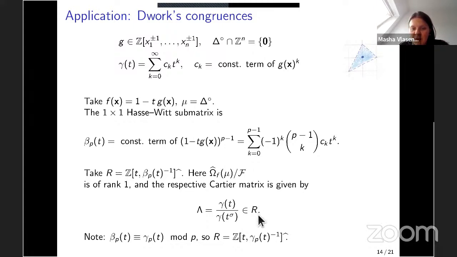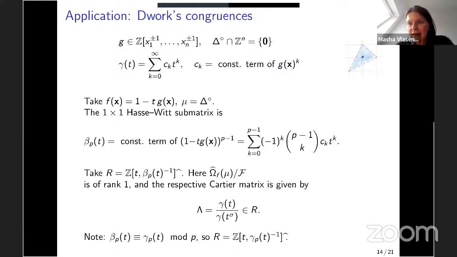So in particular here we could say that this ratio can be approximated by rational functions with the powers of the truncation of the first p terms in the denominator. This was our second theorem on the slide about Dwork's congruence.